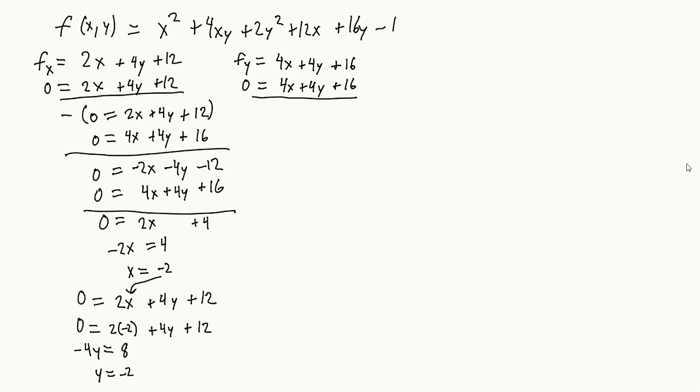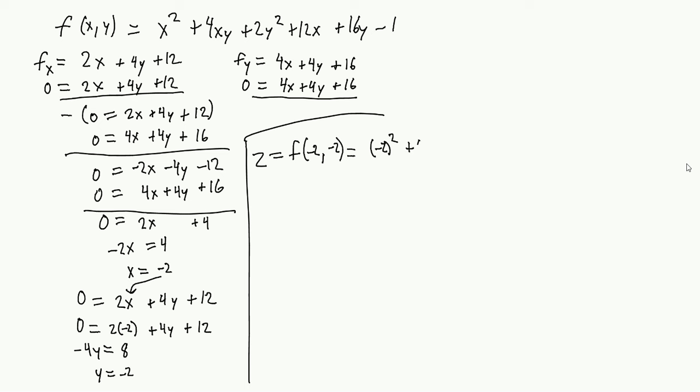So we've got x and y. We need to get z. We get z by plugging into the original function. So we're going to plug in negative 2 for x and negative 2 for y in the original. So that's going to give us negative 2 squared plus 4 times negative 2 times negative 2 plus 2 times negative 2 squared plus 12 times negative 2 plus 16 times negative 2 minus 1.